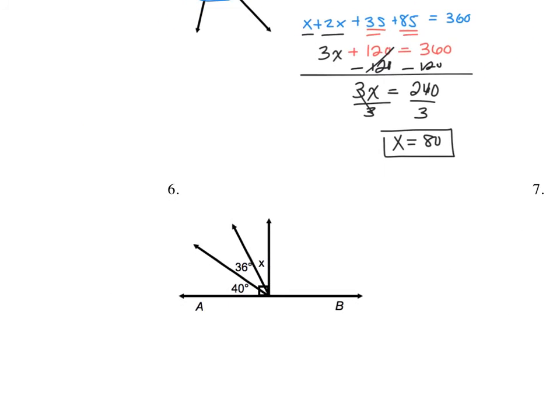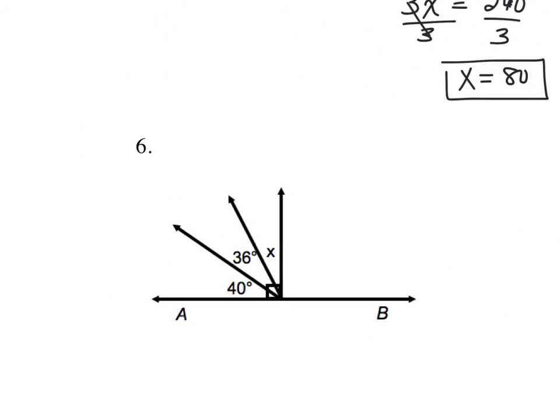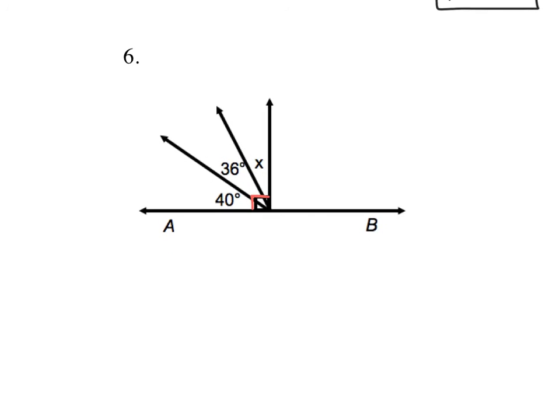Now let's try to do the next example. I want to find the value of x. Well, you have 3 angles. This is from yesterday. They make a right angle. They're complementary to each other, so they're going to add up to 90. So my equation would look like x plus 36 plus 40 equals 90.